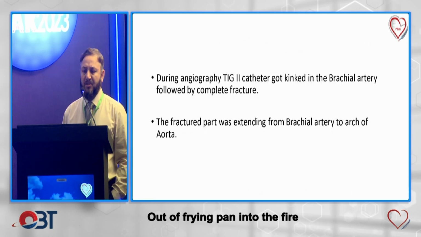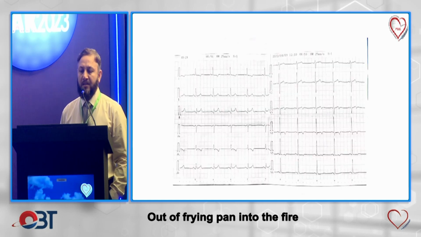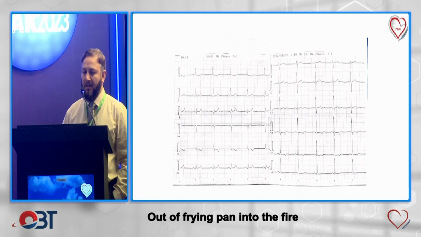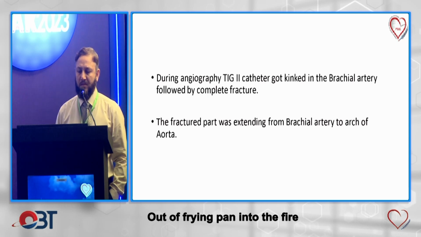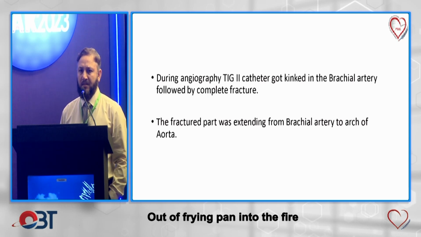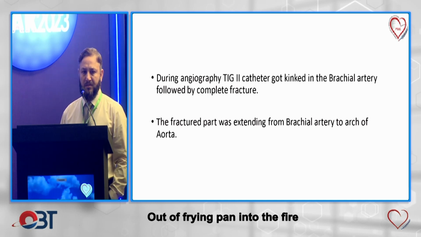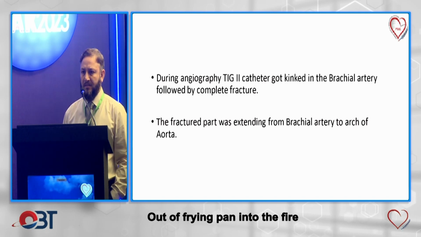Since the patient was post-MI and presented with post-MI angina with raised troponins, it was decided to take him to the cath lab and do coronary angiography. During angiography, a right radial approach was taken, and the diagnostic Tiger 2 catheter got kinked in the brachial artery. With further manipulation of the Tiger 2, it was followed by complete fracture, and the fractured part extended from the brachial artery to the arch of the aorta.